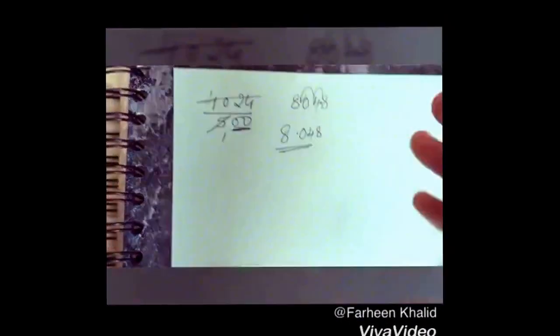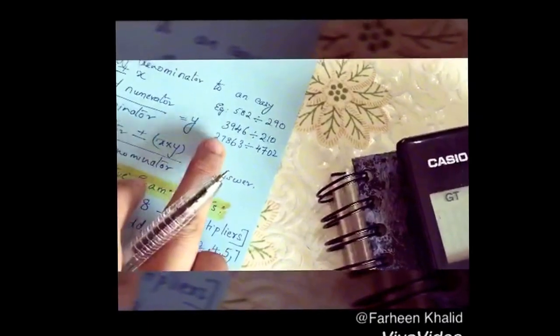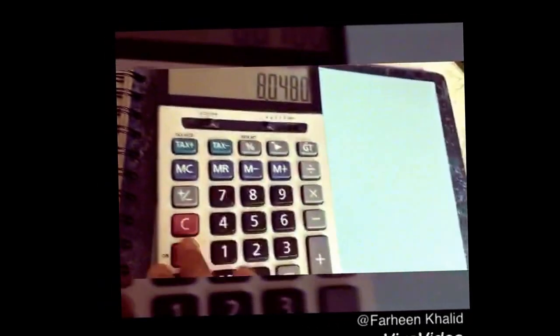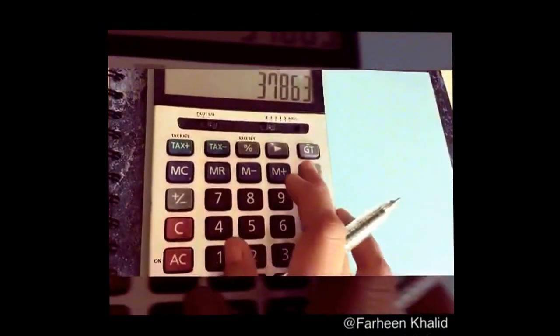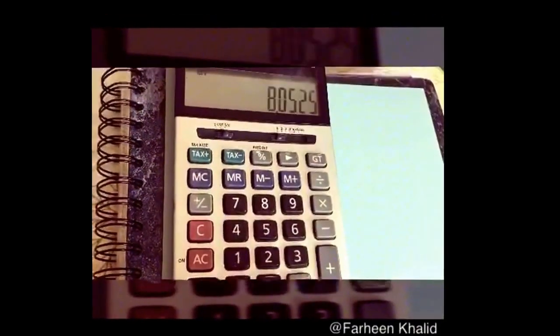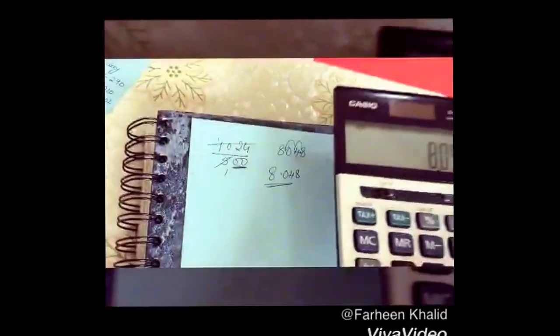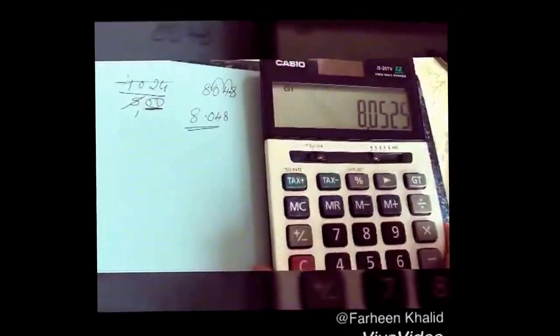So our answer is going to be 8.048, okay. So this is our answer, but let's see what the answer should be if we do it with the calculator. So our question was 37863 divided by 4702, which is 8.0525. Do you see that? 8.0525.